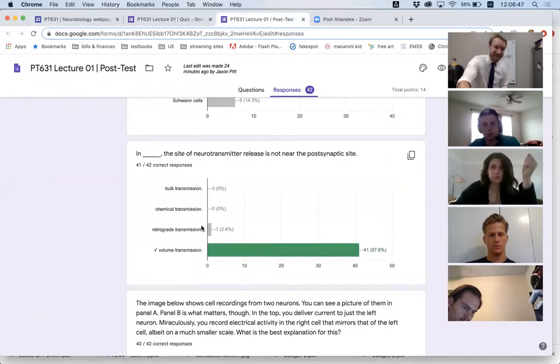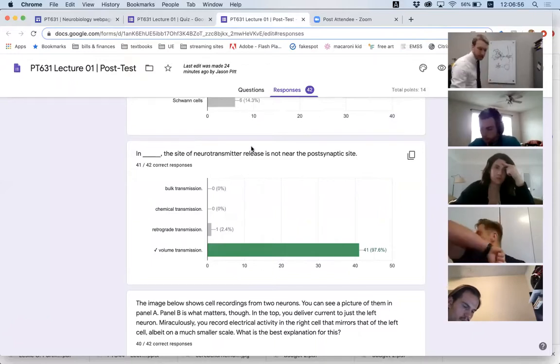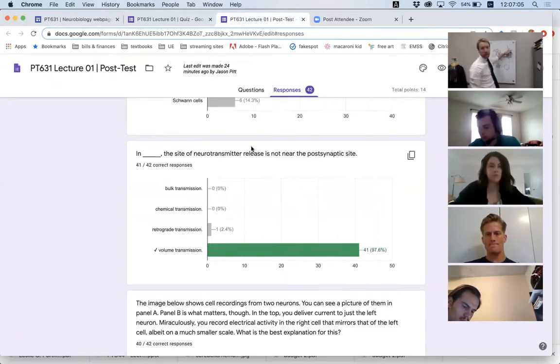Okay. We're back. In volume transmission, the site of neurotransmitter release is not near the postsynaptic site. Retrograde transmission just means that we're sending something back. So the dendrite, for example, is going to release a transmitter that's picked up at the presynaptic site. They're still right there next to each other.